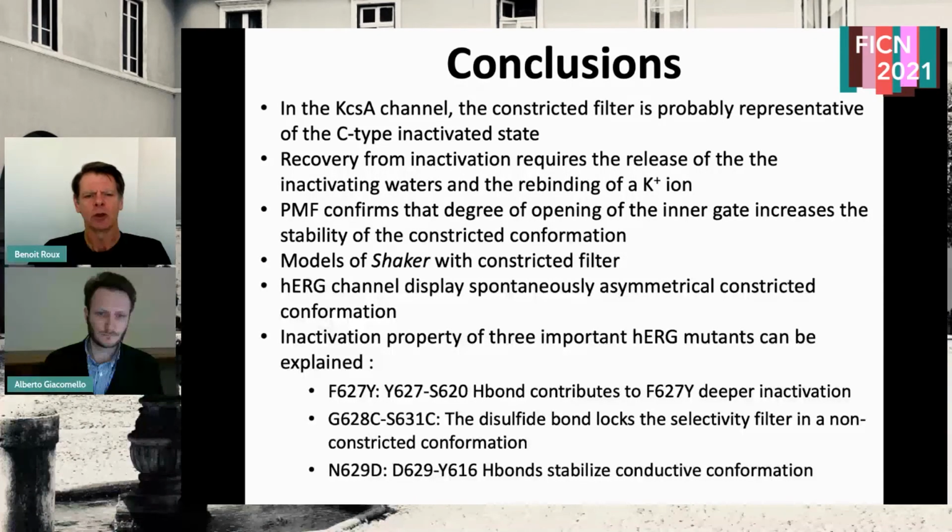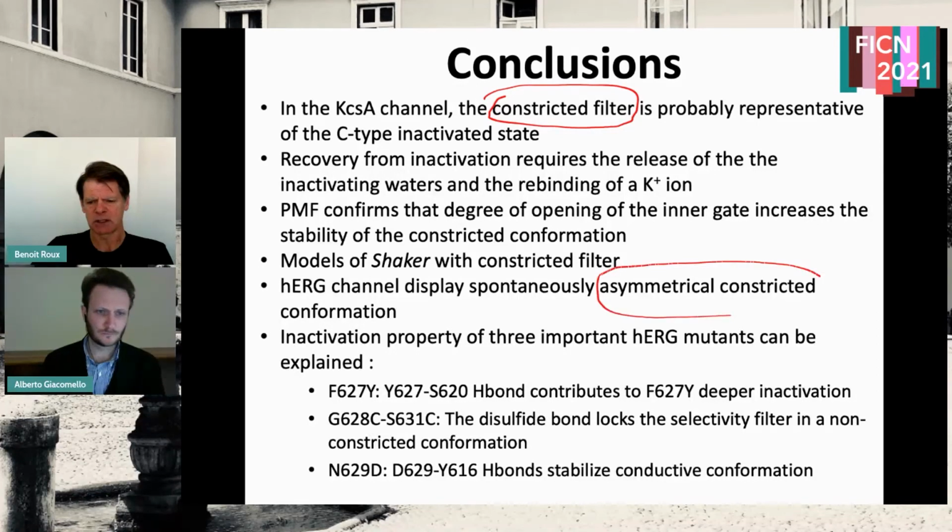but I would say the constricted-like or constricted filter is a plausible model for C-type inactivation. Asymmetric constriction seems to be a recurrent theme.